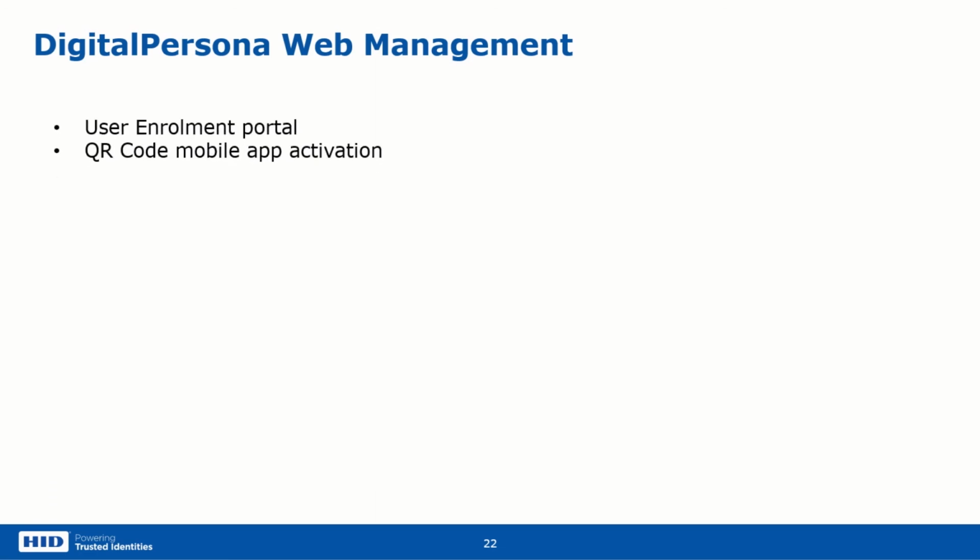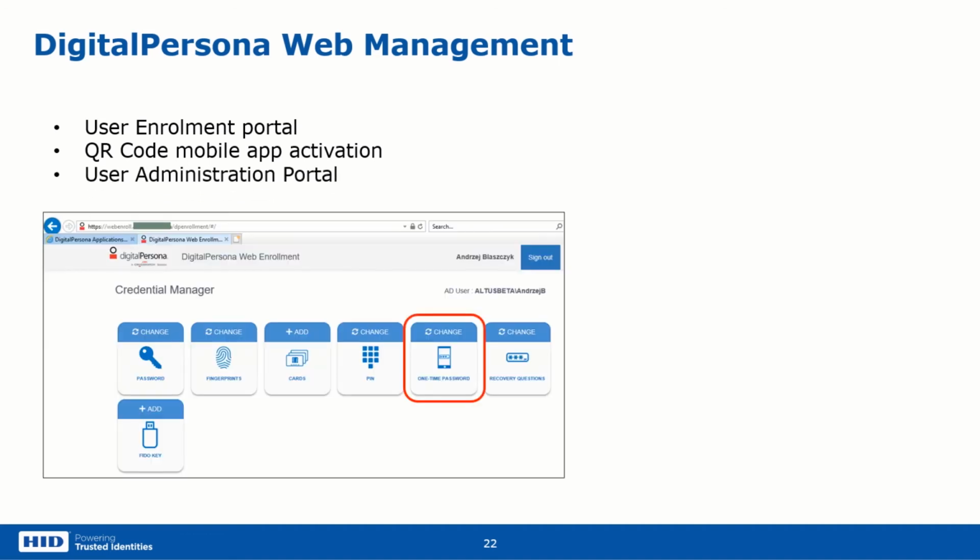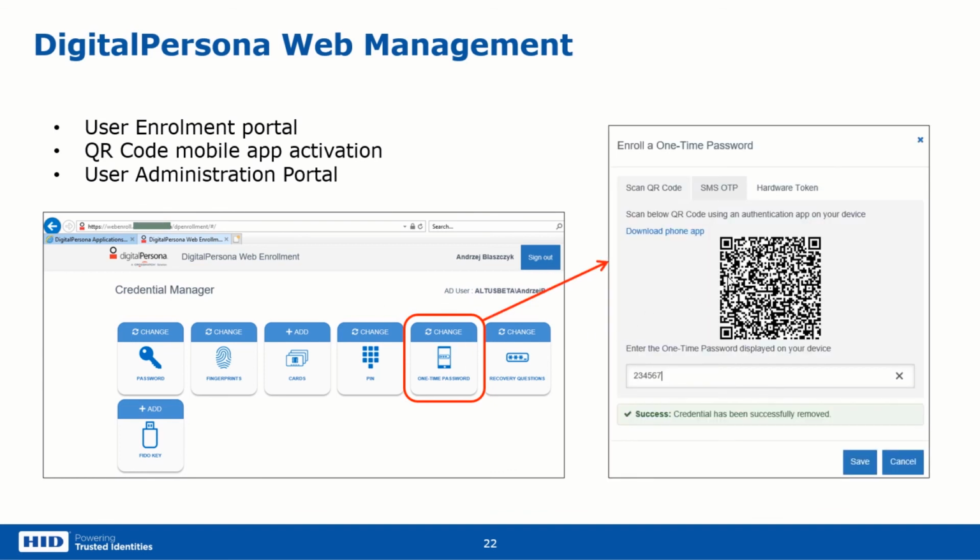So through the portal that I showed to you, you basically choose this credential to be enrolled, and the QR code is generated. You're scanning this QR code with your phone. The application is being activated. It generates a one-time password. The user types this one-time password here for validation, and the OTP mobile application is enabled.